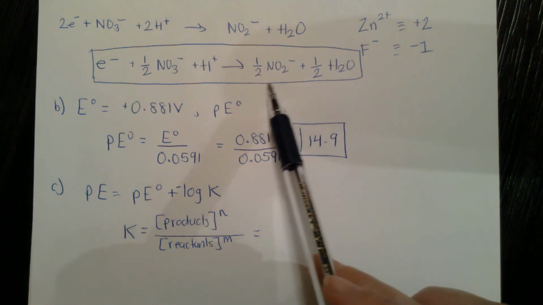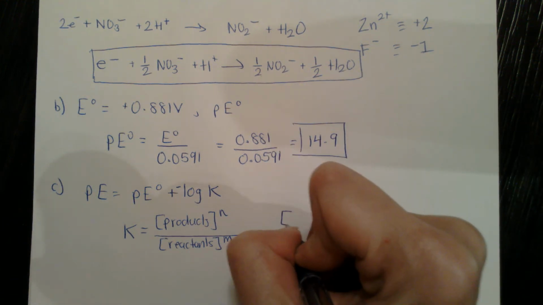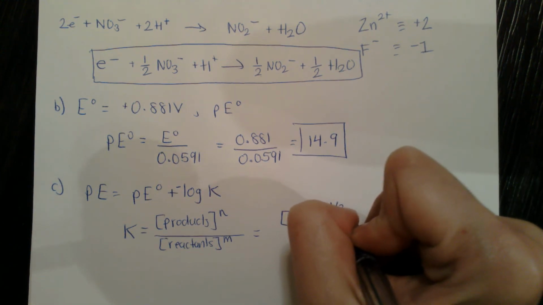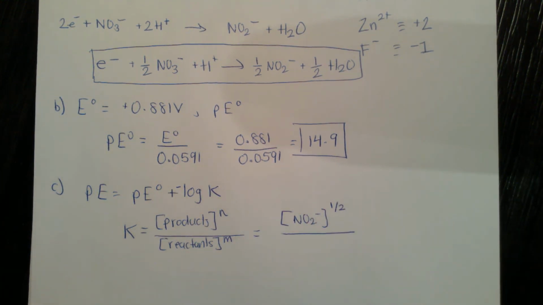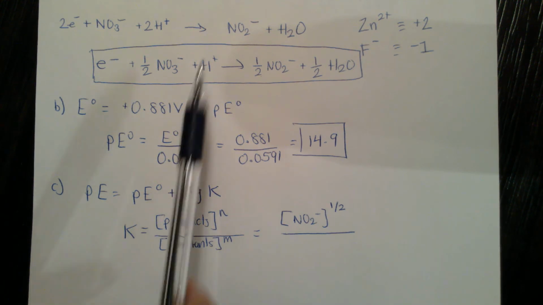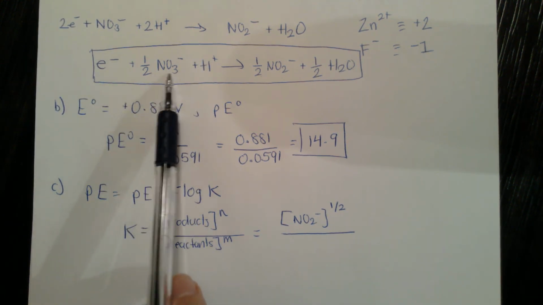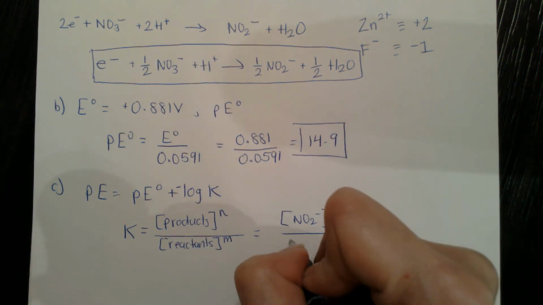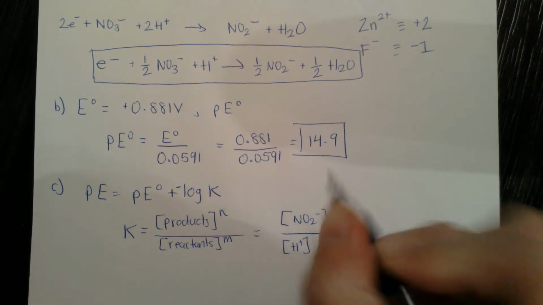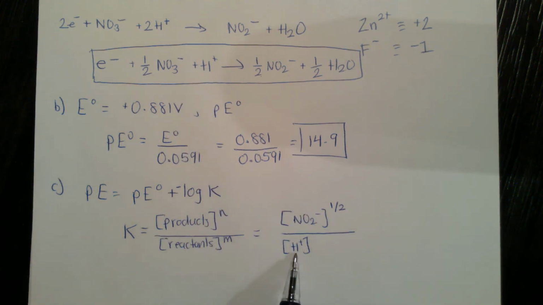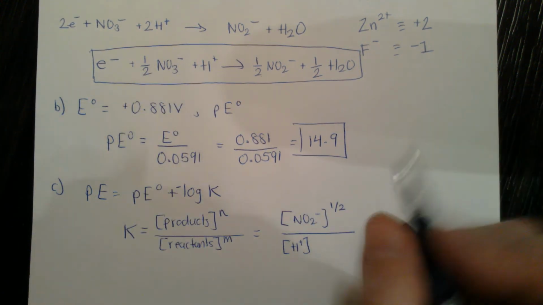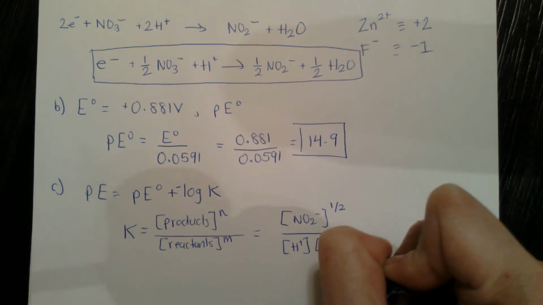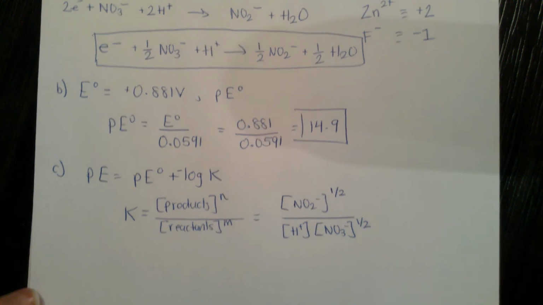So our only thing we're going to have is this here. We're going to have our concentration of NO2 minus raised to its coefficient, which is 1/2. Okay, so that's the only thing we have for products. For our reactants, we're not going to include the electron. We're just going to have our NO3 minus and our H plus. H plus, its coefficient was a 1, so we get to keep the 1 there. And then 1/2 for the NO3, so concentration NO3 minus to the power of 1/2. So that is our expression for K.